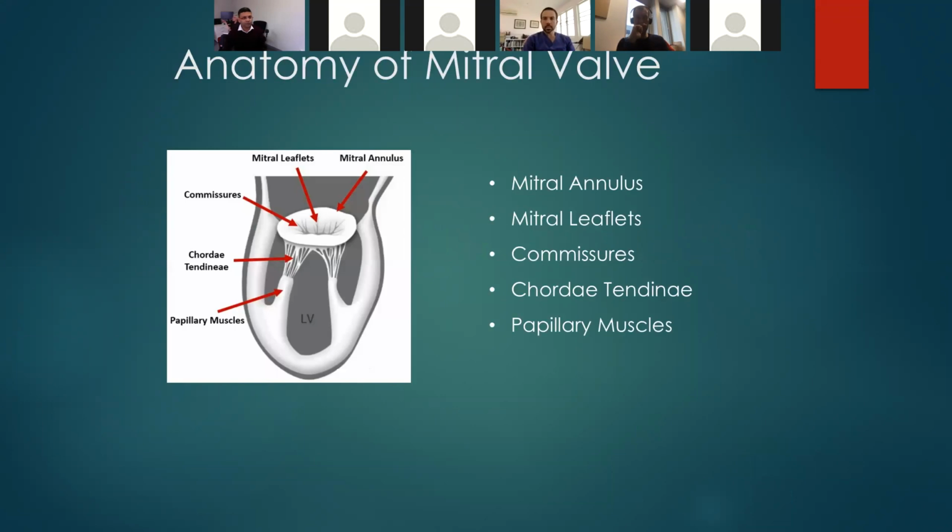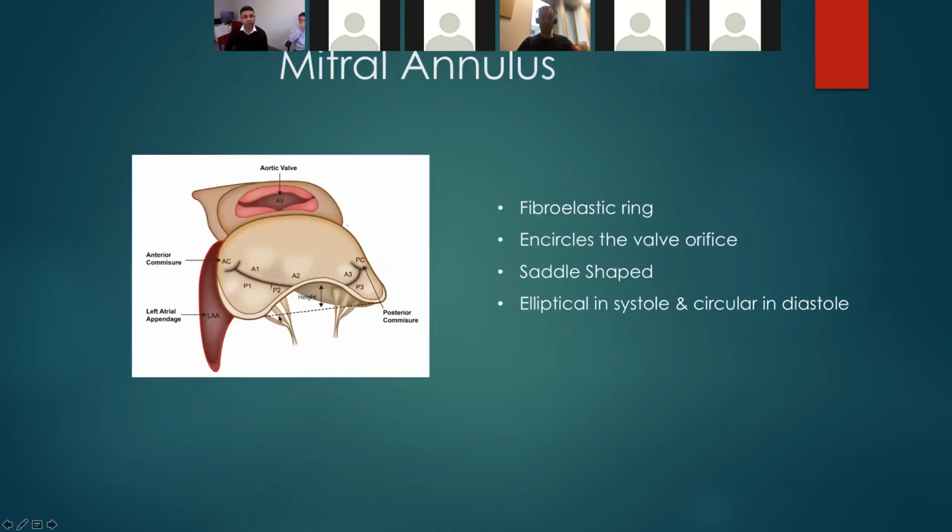So mitral valve, there are 5 parts of that. To start with, you can see mitral annulus, then mitral leaflet, anterior and posterior, then a couple of commissures, chordae tendineae, then papillary muscle. We'll talk about them one by one.